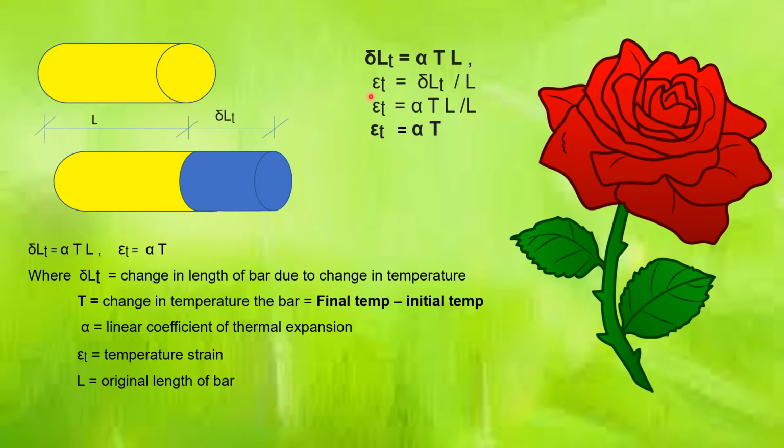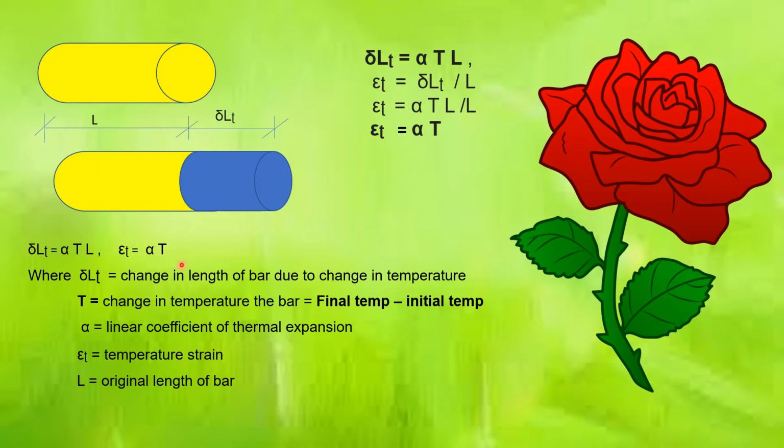Now the temperature strain or thermal strain, if it is called epsilon T, then it is equal to delta LT, the change in length due to temperature change, divided by original length L. If we substitute delta LT as alpha L into T, then alpha L into T divided by L. So L gets cancelled, and the strain becomes equal to alpha into T. So this formula for strain and this formula for change in length we will be using in doing the calculations.